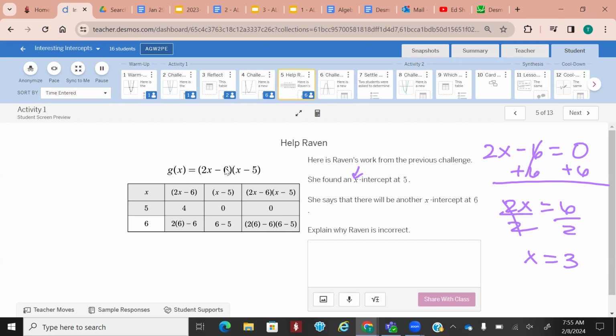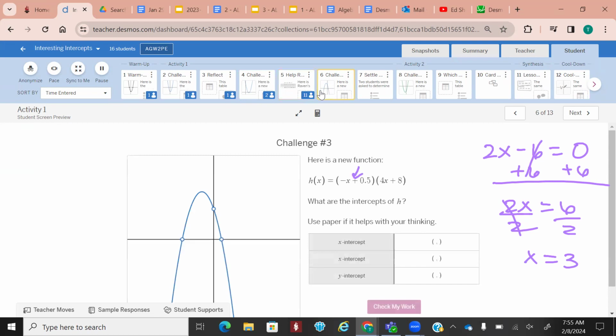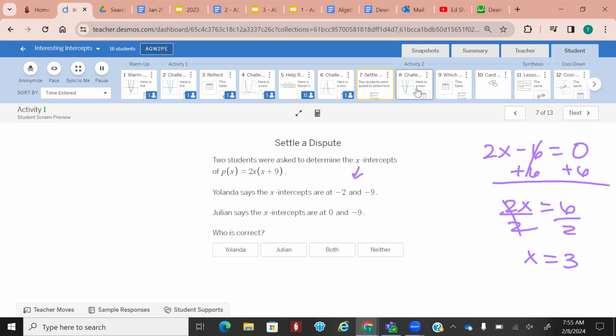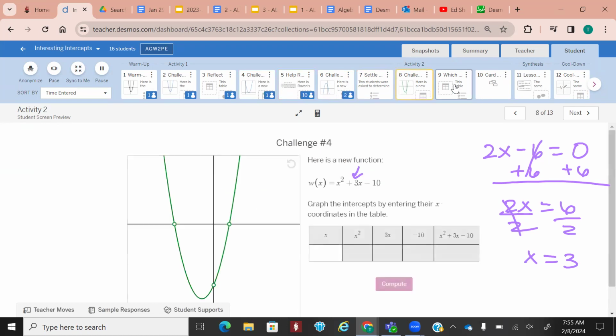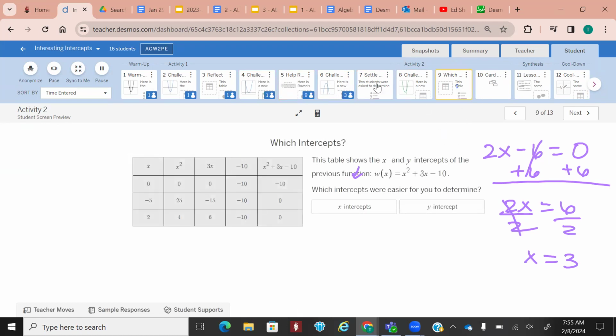She assumed that we're just going to switch the sign, right? She didn't divide by 2. So she didn't actually solve for it. Okay, go ahead and take a moment. I want you to do slides 6, 7, 8, and 9. Yeah, 6, 7, 8, and 9. And then we're going to chat. So take about 10 minutes.